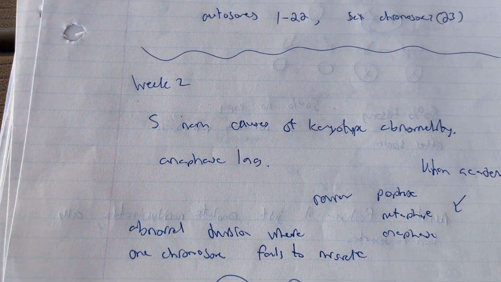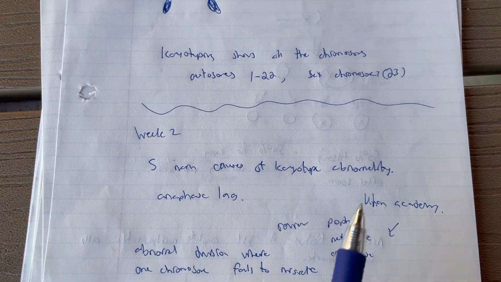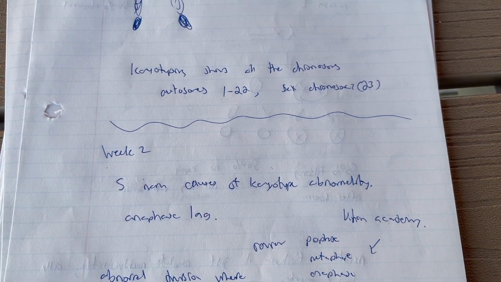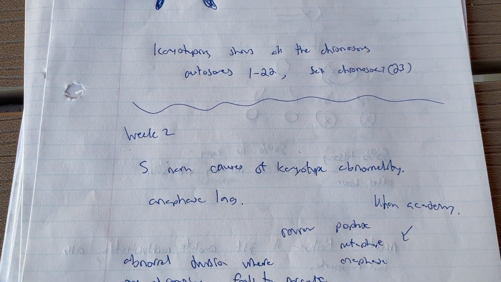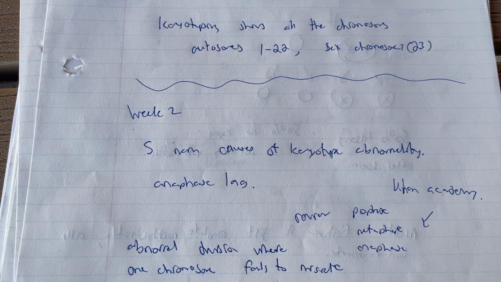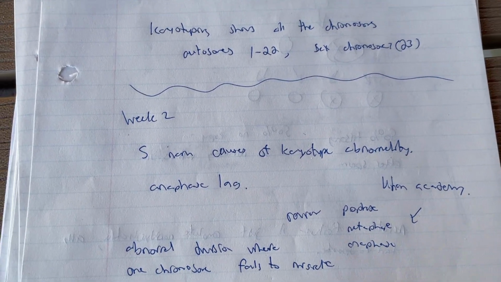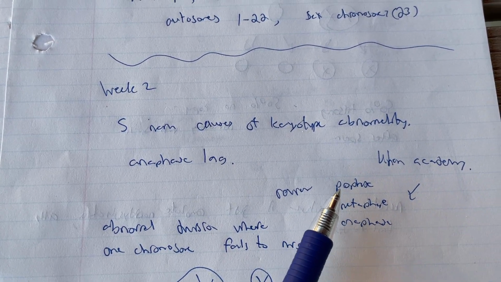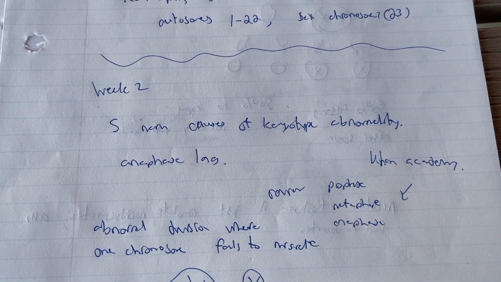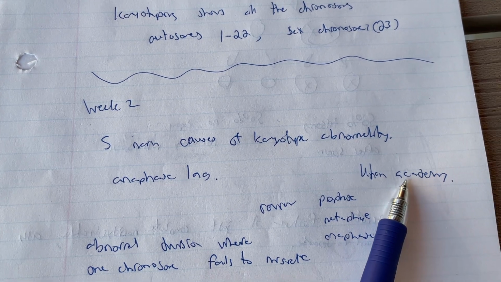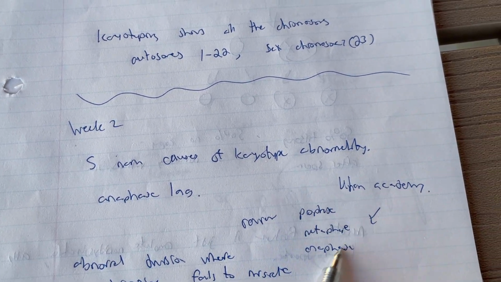Alright, so what are some 5 main causes of karyotype abnormalities? Remember, karyotype is just our chromosomes, so we can get this thing called polyploidy or aneuploidy, and we'll go into that more. So the first thing to do is you need to understand prophase, metaphase, anaphase, telophase. If you don't, the Khan Academy video should help clarify those different phases.